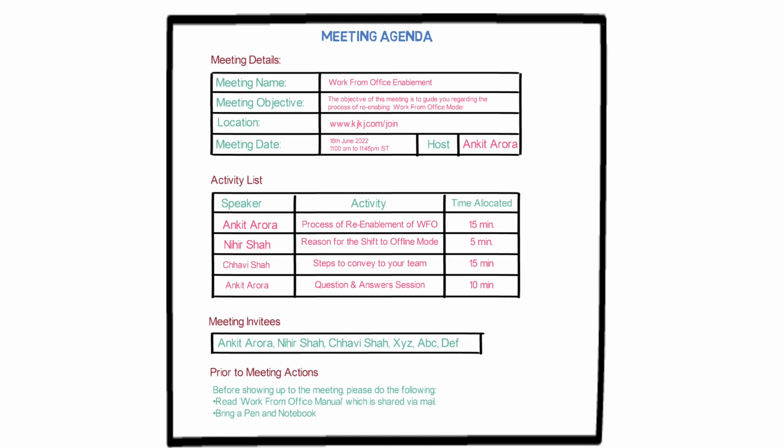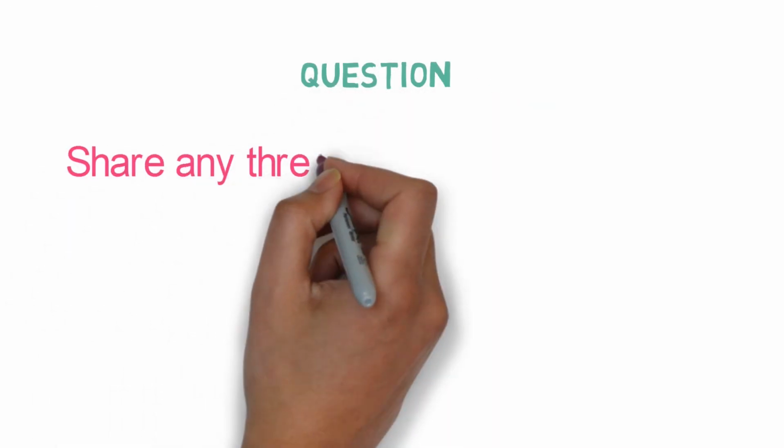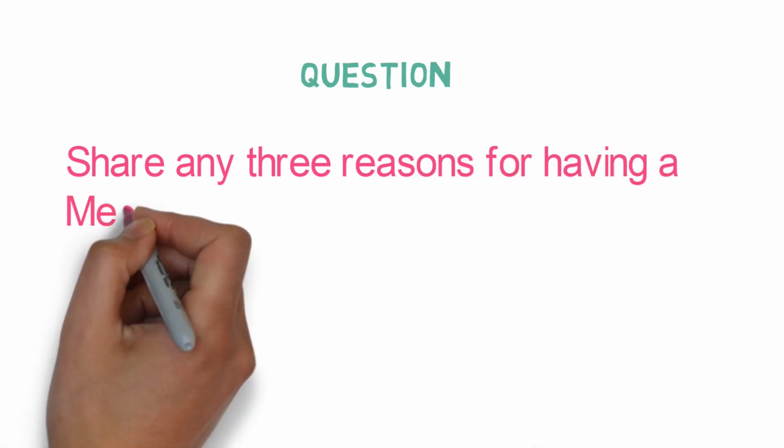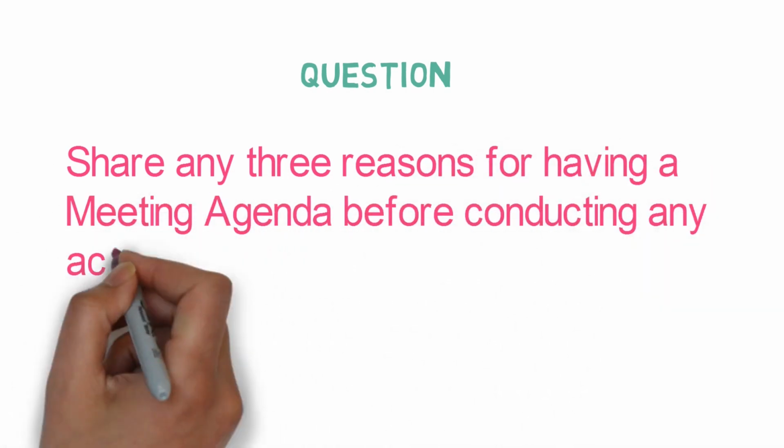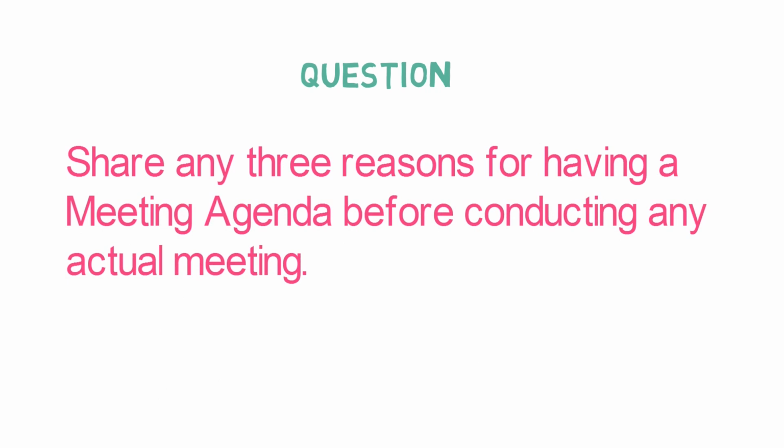So you have understood the format as well as an example. Now let me give you an exercise to practice. The question is, share any 3 reasons for having a meeting agenda before conducting an actual meeting. Please pause the video and message your answers in the comments. I hope you would have given the answers.